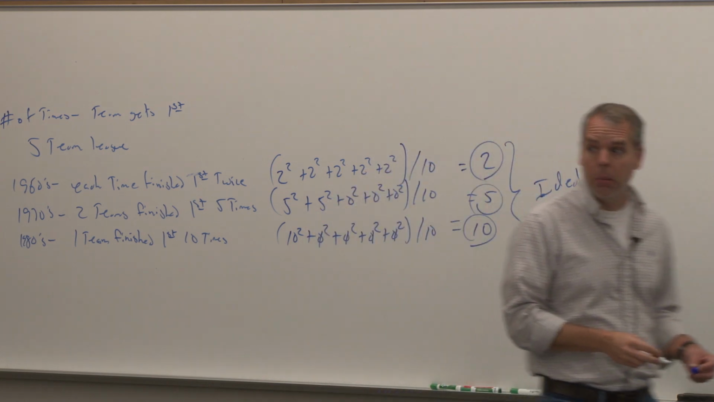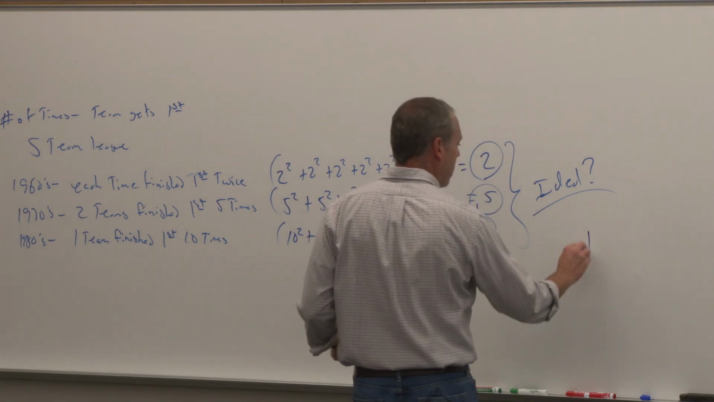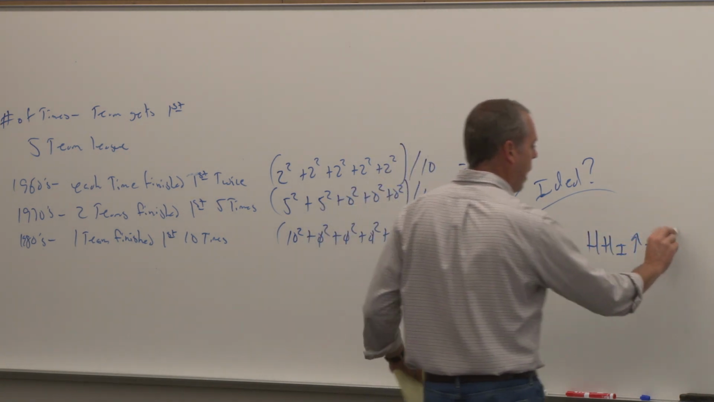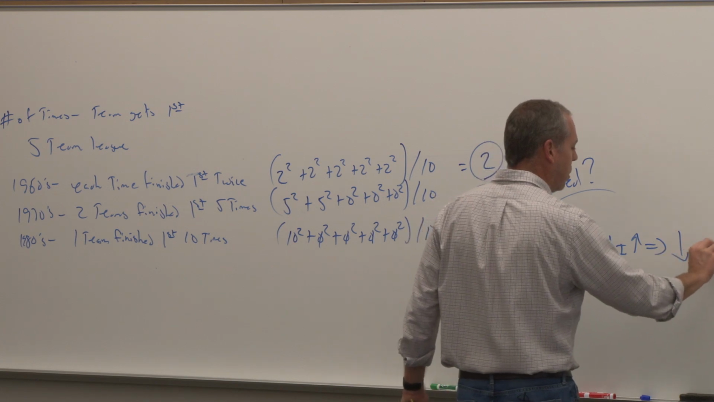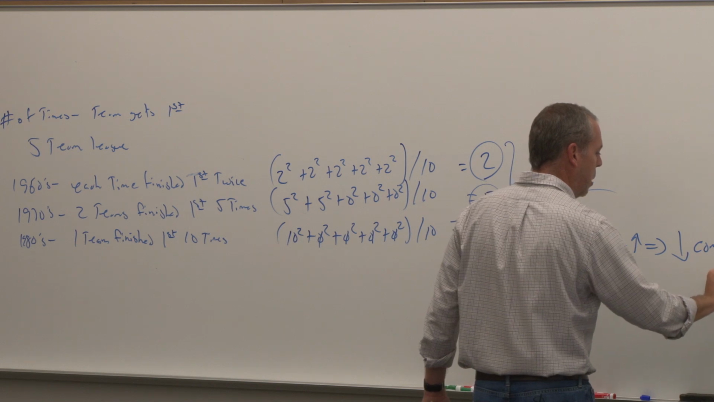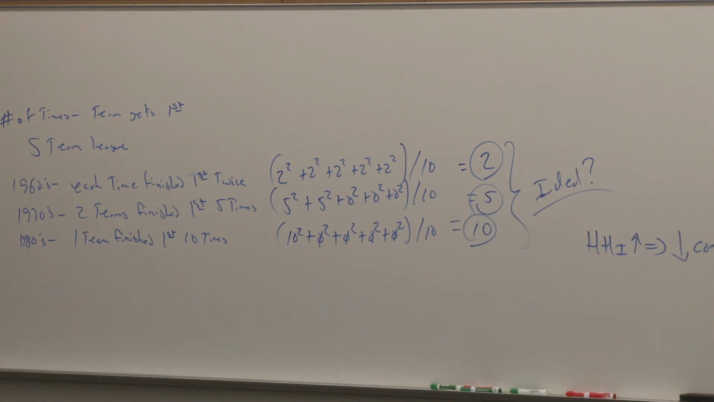However, what's the ideal number? I don't know. You know that as this is increasing, you're having less competitive balance. But you can't really know exactly what that number actually should be. It's not exactly clear.